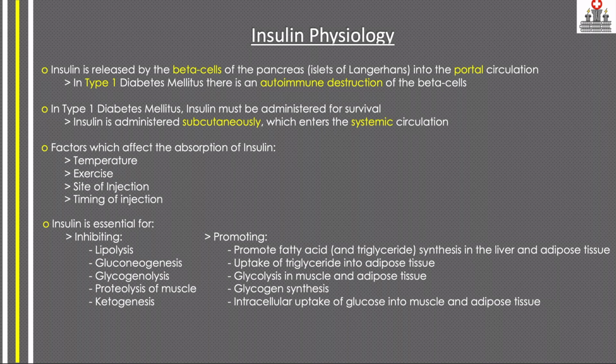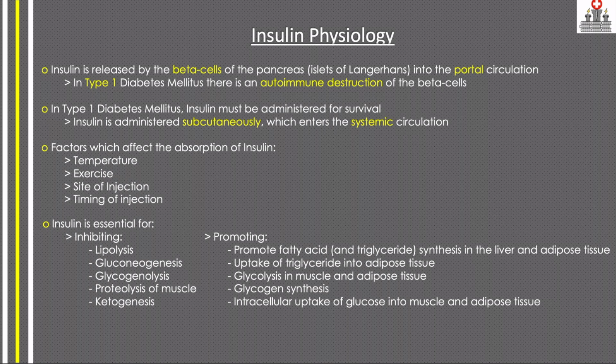So in type 1 diabetes, insulin is necessary for survival. Patients will continue to be in a catabolic state and will die without insulin. When we administer insulin, we give it subcutaneously as an injection, and that goes into the peripheral systemic circulation. There are a bunch of factors we need to think of that may alter the absorption of insulin. When there's a change in temperature, for example, if it's very hot, our blood vessels dilate, insulin is more easily absorbed. The opposite, when it's very cold, our vessels constrict and it may take longer to absorb.